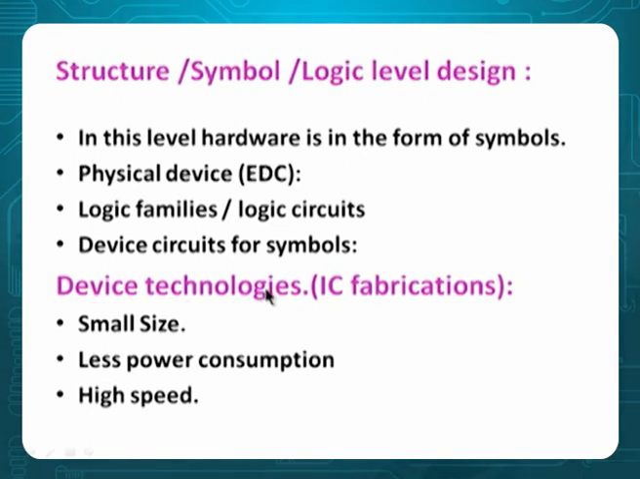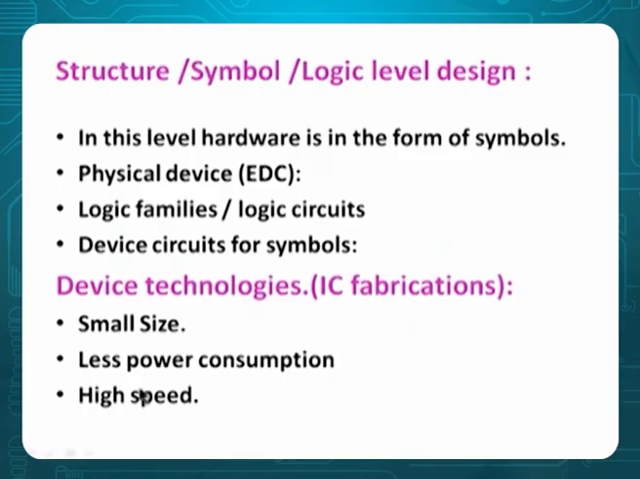Next one comes device technologies, that is actually IC. What happens is, when you go for device level, we call it a physical level. What is that physical level? The physical level basically means the whole design is in the form of physical devices. That's why EDC comes into the picture. And after the actual circuit came, we can go for fabrication. That's called IC fabrication, and that is what we call device technology. What's the advantage of device technology? Small in size, less power consumption, high speed. These are the device advantages. That's about the first problem.